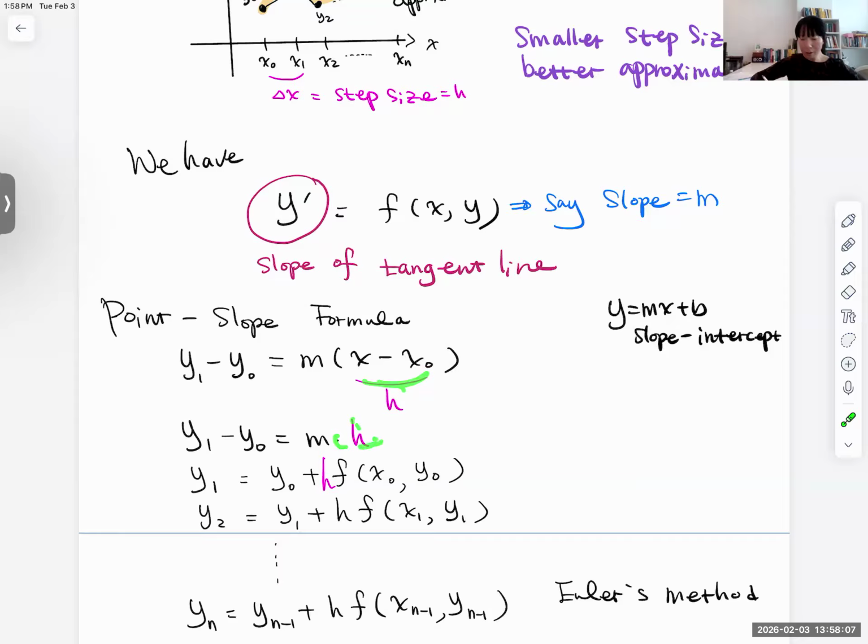Then look, we say that y prime is the slope of the tangent line. And on the other side, we have the function in terms of x and y, so f of x and y. Then slope equal to m, and this m is replaced by f of x naught and y naught. And then just rewriting, I'm sorry, h here. Make sense to you?